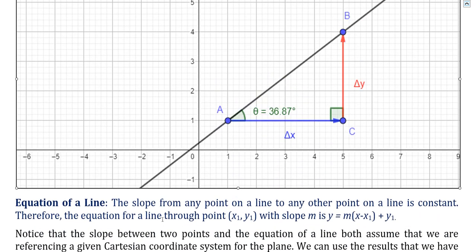Now, to get the equation of a line, the slope from any point on the line to any other point is constant. So if you take a point x, y in general on the line, and a specific point on the line, x1, y1, then you've got delta y over delta x: y minus y1 over x minus x1 equals the slope, and then just solve that for y. Multiply both sides by x minus x1, so you have y minus y1 equals m times x minus x1, and then add y1 to both sides and you solve for y. So that's called the point slope form of the line.